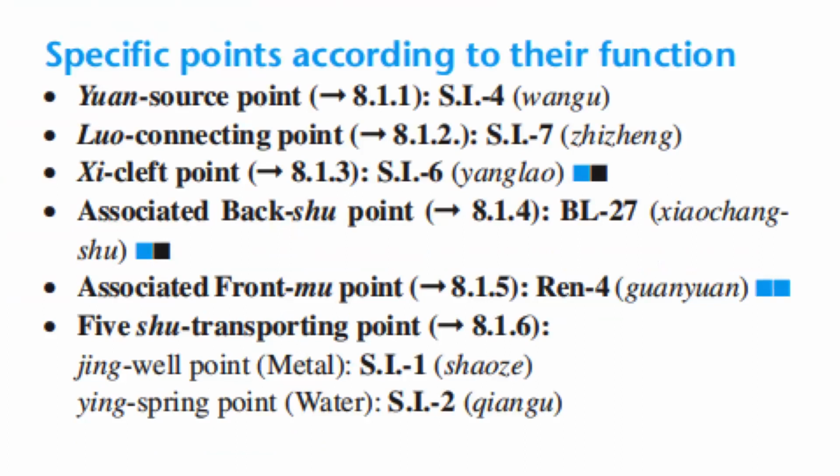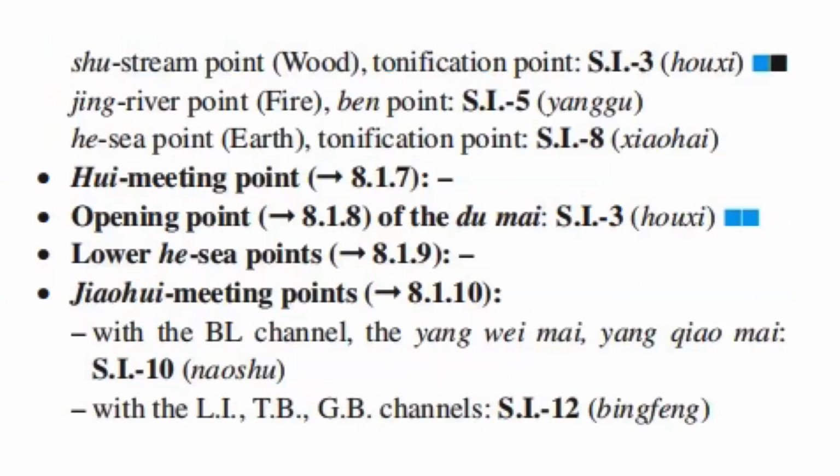Yuan source point is SI4. Luo connecting point is SI7. Xi cleft point SI6. Associated back shu point, Bladder 27. Associated front mu point, Ren 4. The five shu transporting points: Jing well point, metal point is SI1. Ying spring point, water point, SI2.